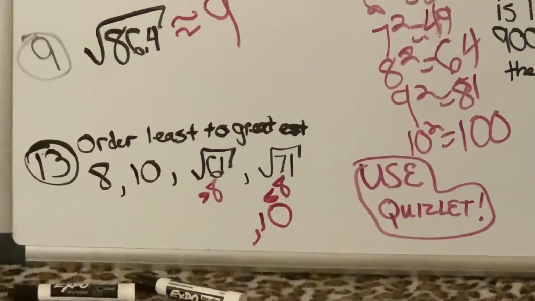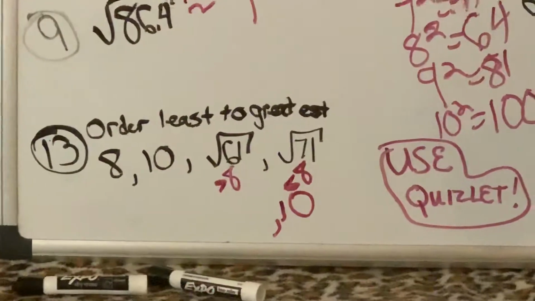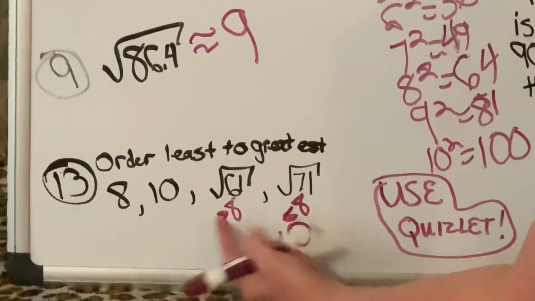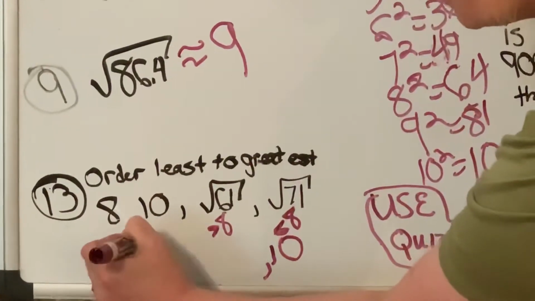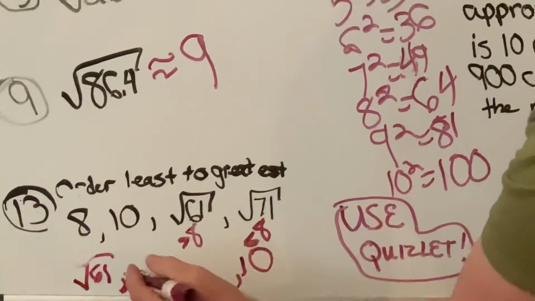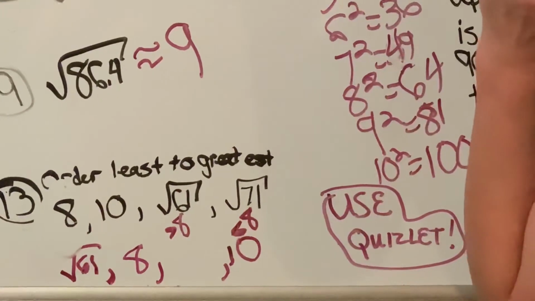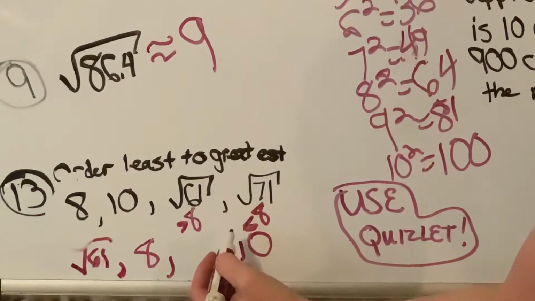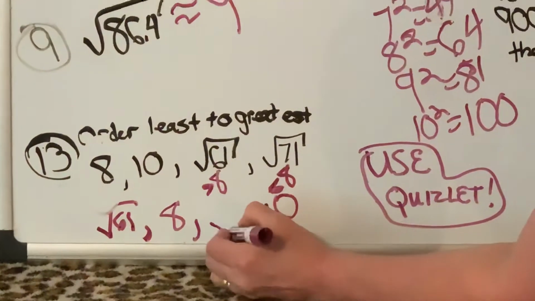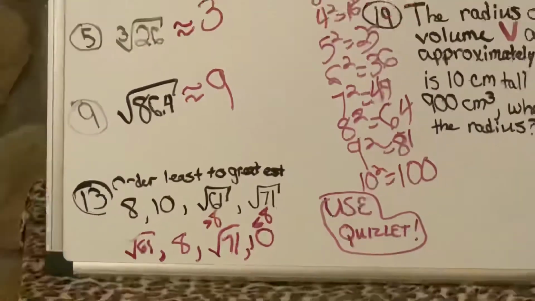You don't need to know the exact amount. Again, I would like you to do all of this without a calculator. All right, so then when we go to put them in order, we have the less than 8 one first. So square root of 61 will come first. Then we have our normal 8. And then we have the one that is a little bit greater than 8. So we have the square root of 71 here. And that's how you put them in order, least to greatest.